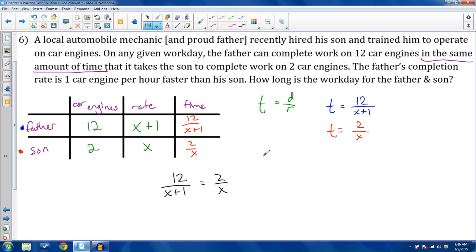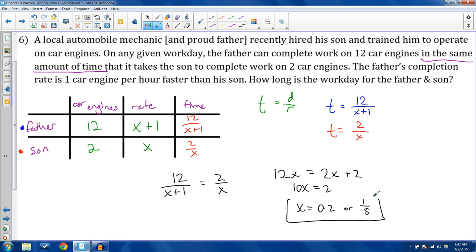And from here, very simply, you may cross multiply. So I have 12x equals 2 times the quantity x plus 1. That's 2x plus 2. Subtract, I get 10x equals 2. And I get x equals 0.2 or 1/5.